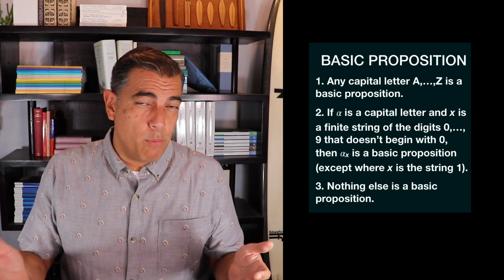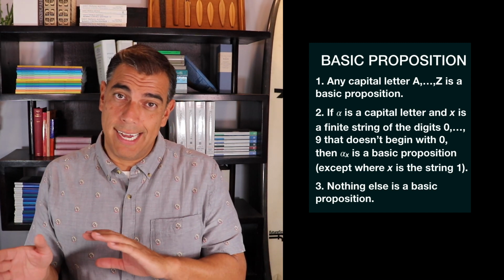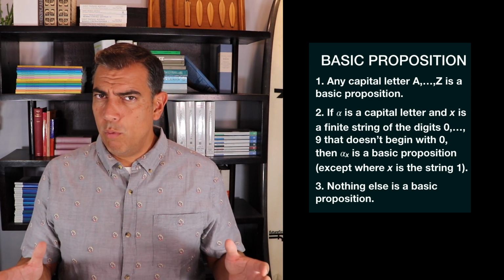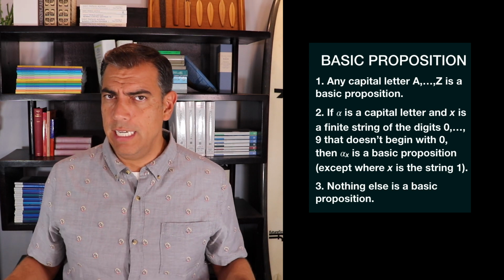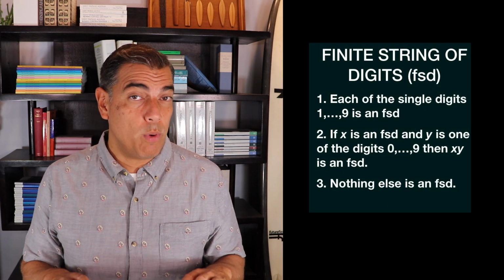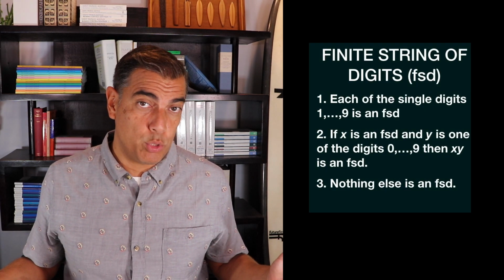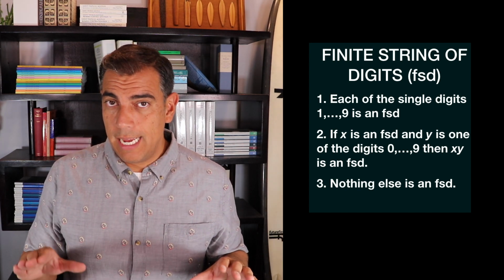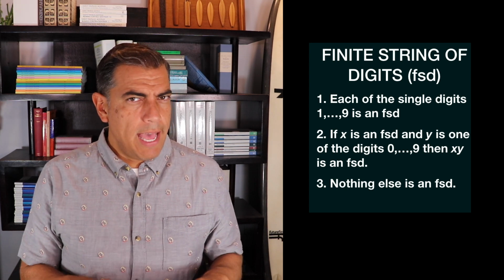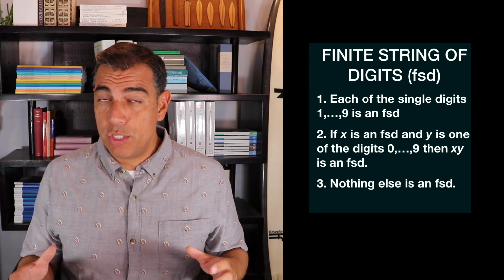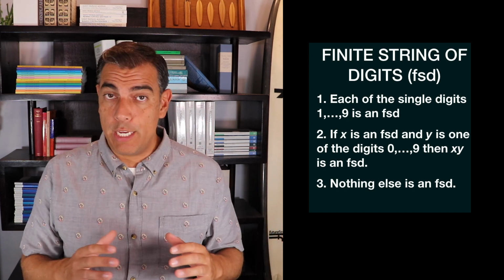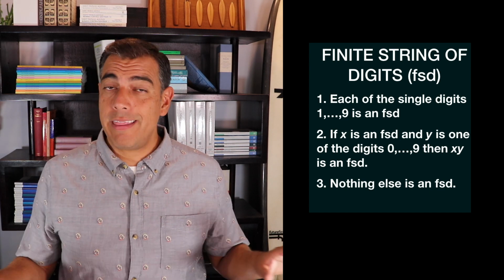And remember, that's because we said that we weren't going to count A sub 1. We're just going to use A, not A sub 1. Finally, 3, nothing else is a basic proposition. Did we cheat here? What exactly do we mean by finite string of digits? Let's define that too. A finite string of the digits 0 through 9 that doesn't begin with a 0, or we'll call it FSD for short. Number 1, each of the single digits 1 through 9 is an FSD. 2, if X is an FSD and Y is one of the digits 0 through 9, then take X, add Y onto the end of X, and you also have an FSD. Number 3, nothing else is an FSD.